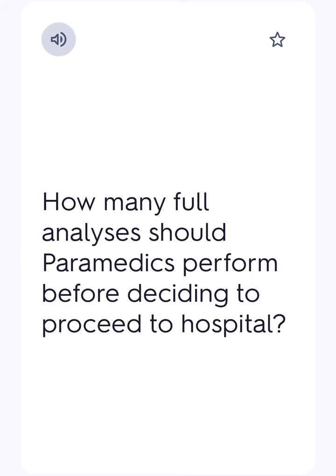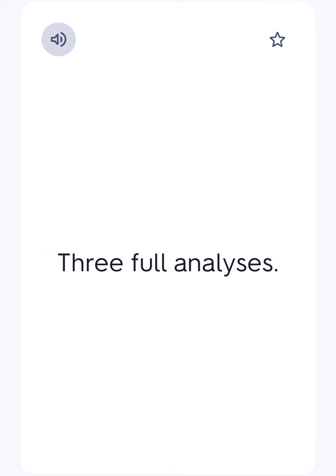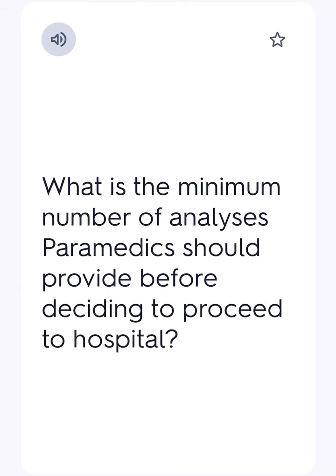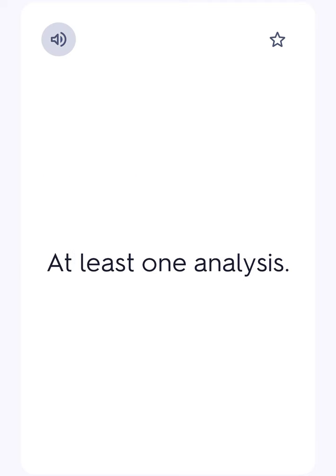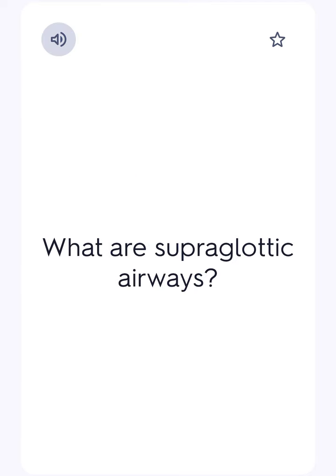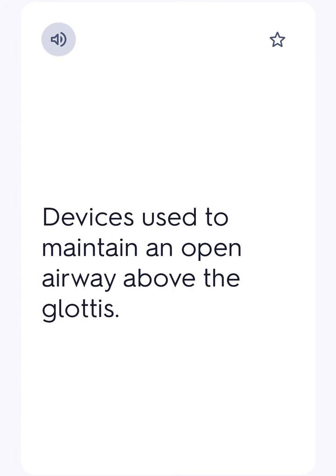How many full analyses should paramedics perform before deciding to proceed to hospital? 3 full analyses. What is the minimum number of analyses paramedics should provide before deciding to proceed to hospital? At least 1 analysis. What are supraglottic airways? Devices used to maintain an open airway above the glottis.